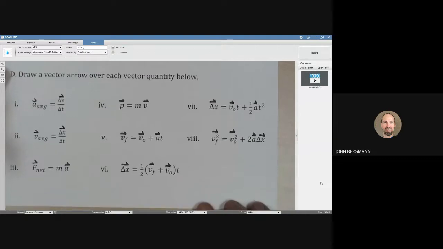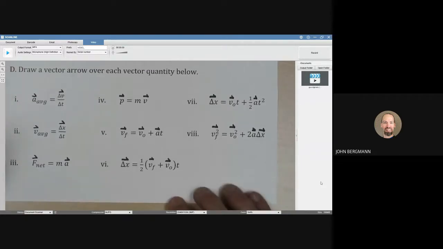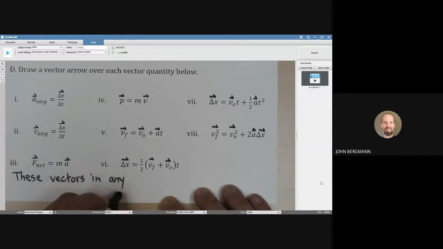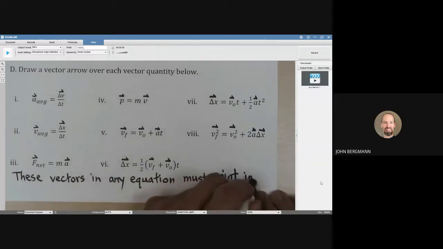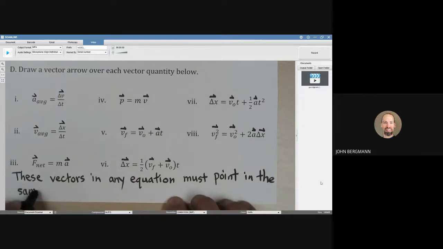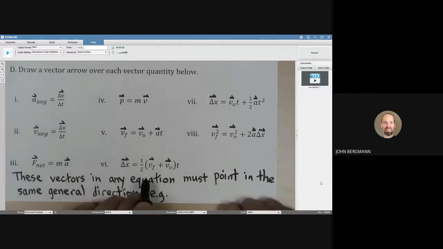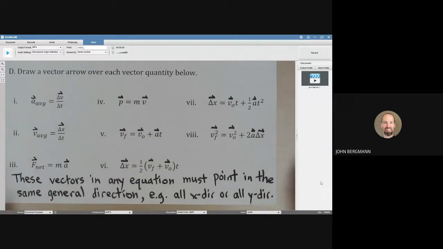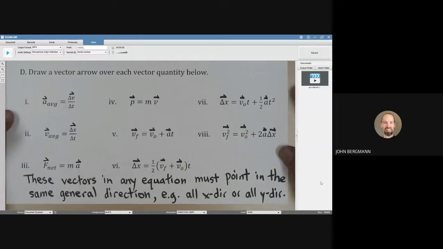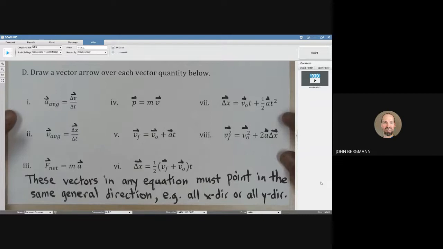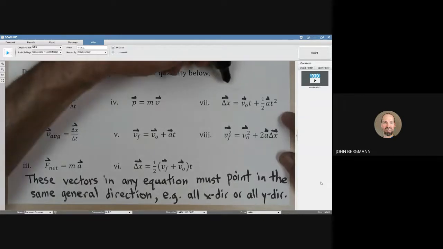Perhaps we might want to add something here at the bottom if you have room. These vectors in any equation must point in the same general direction. For example, all x direction or all y direction. Let's use one example right here, which you might have run into in studying projectile motion in an earlier physics class. When we have here, as you can see, this is in the upper right corner of your screen.